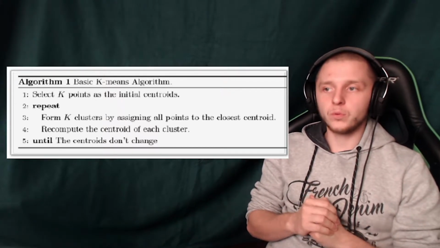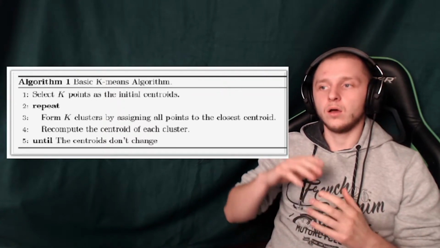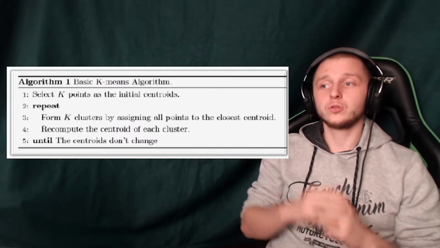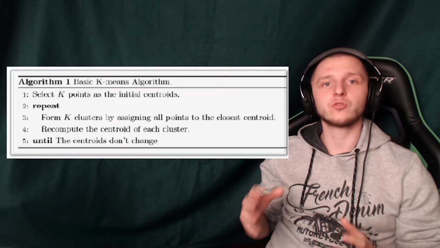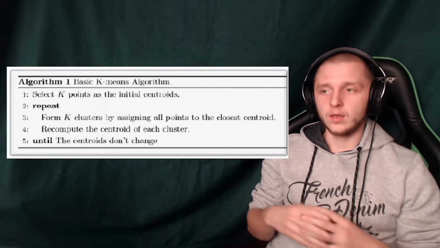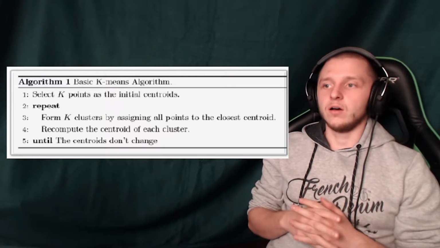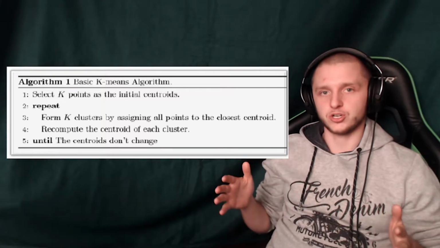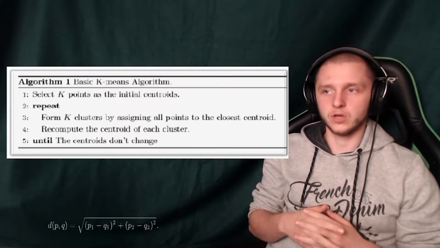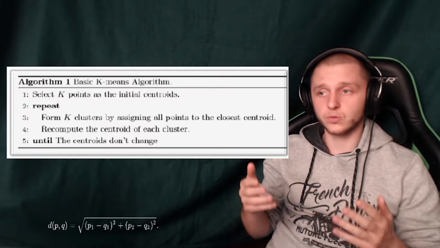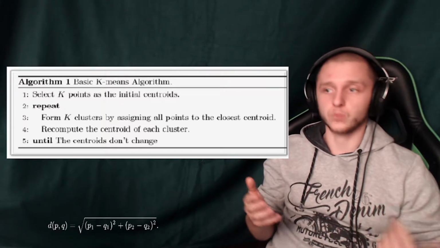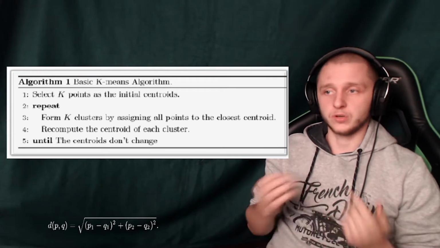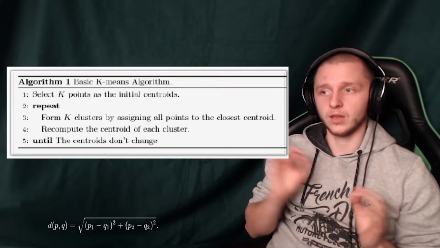Then we want to assign each data point, which is line number 3, to the cluster where the centroid is the closest. That means, for example, you can take the Euclidean distance as a distance measure. The Euclidean distance, you know it, it's the square root of (x1 minus x2) squared plus (y1 minus y2) squared. So it's just the length of the line between 2 points.